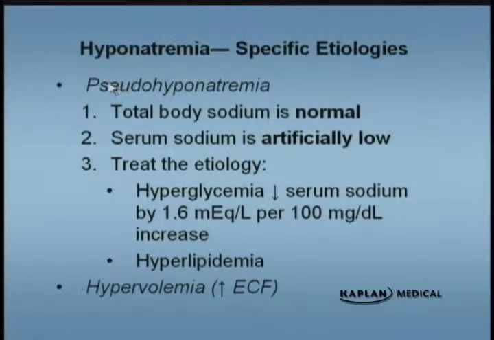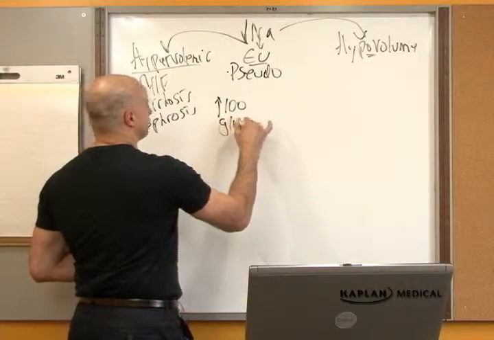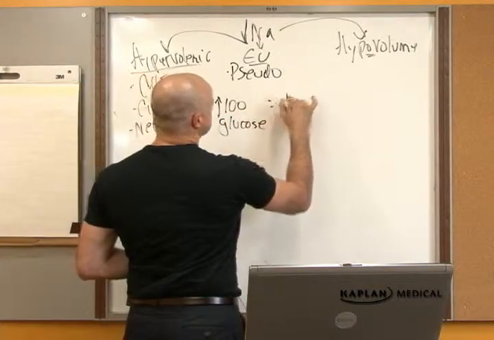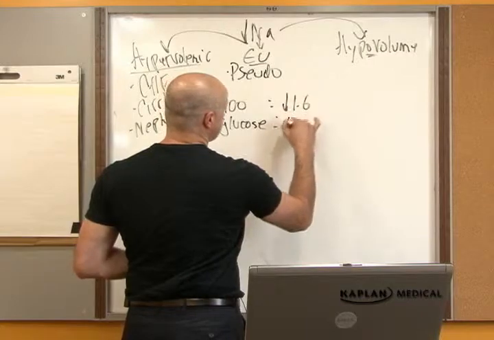Pseudo-hyponatremia, well, anything pseudo means it can't be real, right? So that means the sodium level really is normal. Pseudo-hyponatremia means the sodium level in the test is low, but it's not real. The number one reason for pseudo-hyponatremia is that for every 100 points above normal of glucose, there is a 1.6 point drop in the sodium.